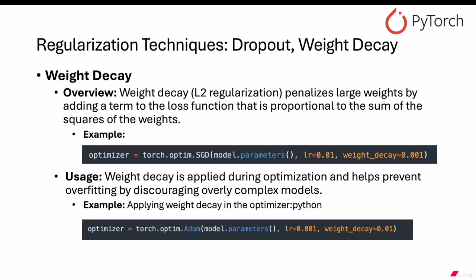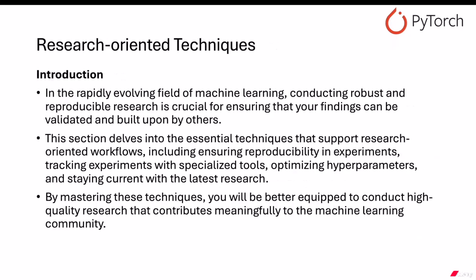Example of applying weight decay in optimizer using Python here. Optimizer is equal to torch.optim.Adam, model.parameters, LR equal to 0.001 and weight decay equal to 0.01.